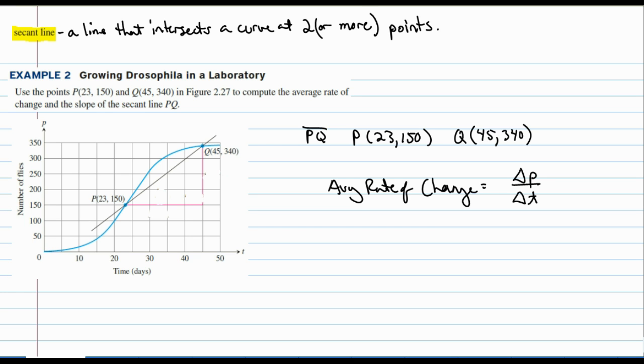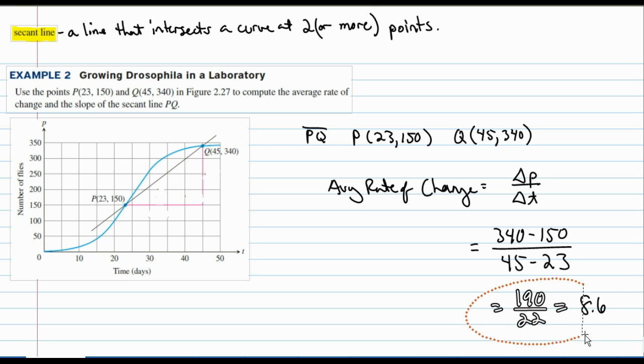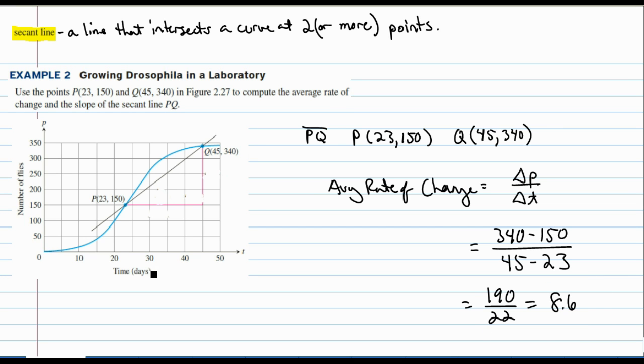So we'll look at the change in output, which in this case is labeled P, divided by the change in input, which is time, labeled T. So output is number of flies. So delta P over delta T will be 340 minus 150 over 45 minus 23, the change in time. So I get 190 over 22, which is about 8.6, and the label on this unit is flies per day.